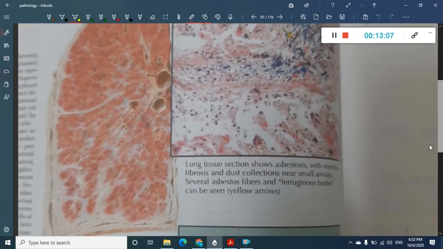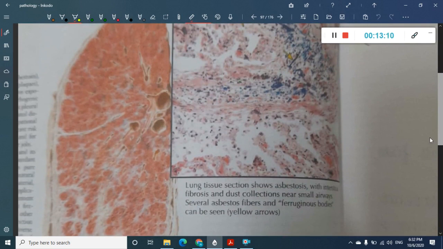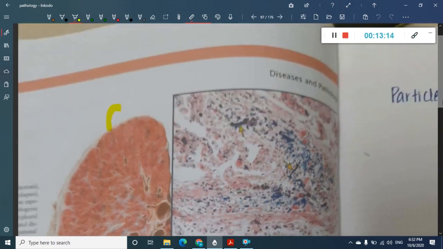So next, what does this show? This is asbestosis. If you see this, what are you seeing here? This is the picture of asbestosis. And what is asbestosis? When do you call it asbestosis? Asbestosis occurs due to exposure to many things, like chrysotile, amosite, anthophyllite, or crocidolite. So all these.